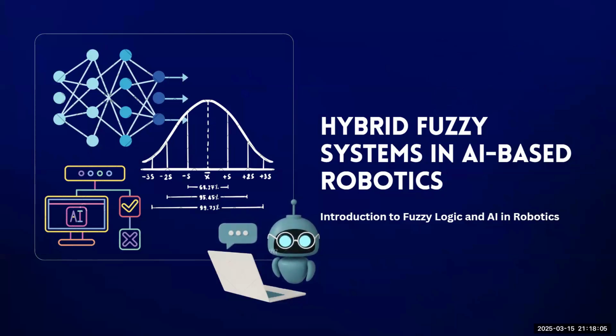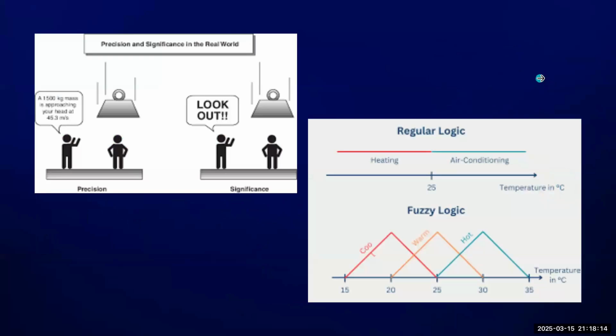Okay, hi everyone. So today I'm going to talk a bit about using hybrid fuzzy systems in AI-based robotics. To give you a little introduction about fuzzy logic, it is a way of representing knowledge when some concepts cannot be defined, like when they are uncertain, or if we give words like cool, warm, hot, they are very ambiguous. We can't give an exact value to them. So in those kinds of contexts, we can use fuzzy logic.